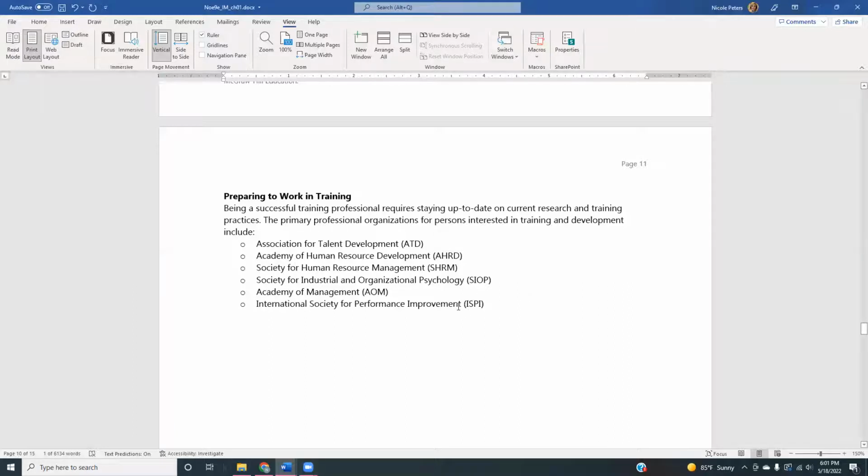And then there's a couple of different organizations that you can join that can promote networking to get you that coveted position in the HR world. All right, so that's chapter 1. I hope you enjoyed chapter 1. If there's any chapter that you're going to focus your most attention on, it always should be the very first chapter because it outlines everything that you're going to learn through the rest of the semester.